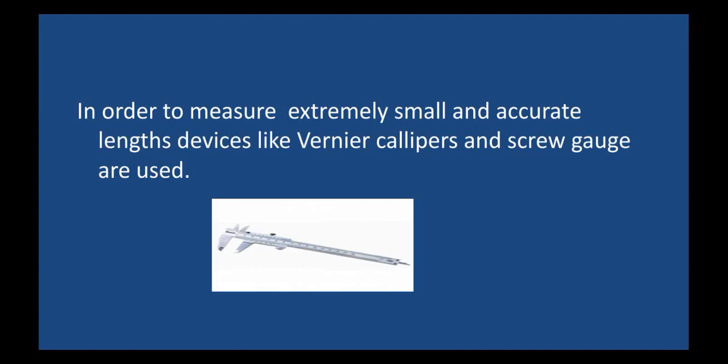Now, we came across the measuring device used to measure longer distances. But what if you want to measure extremely small distances? In such a case, we have vernier calipers and screw gauge. So these two devices are used to measure extremely accurate and small distances. Now, let us study about some of the measuring devices.